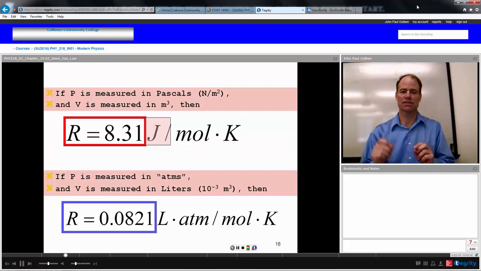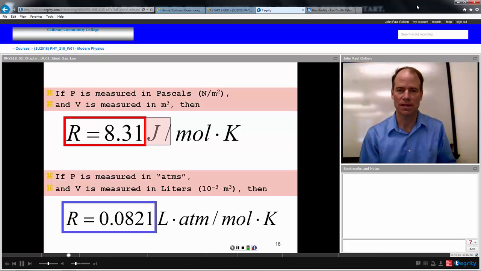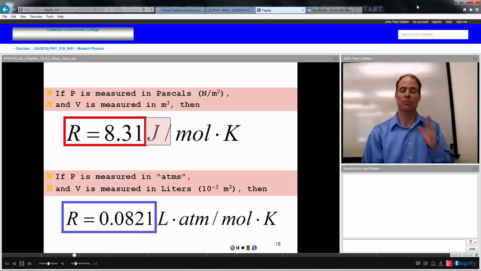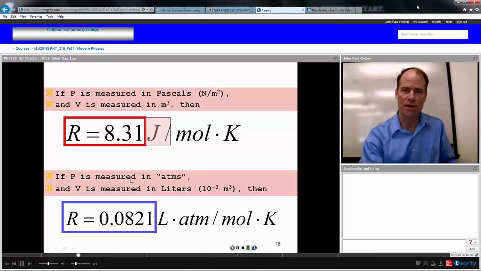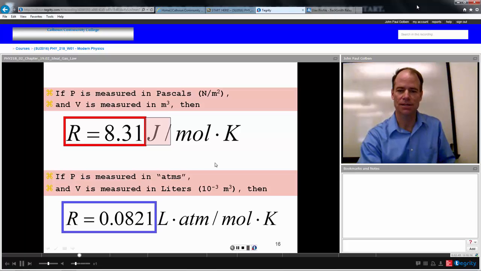The slight difference in the structure of 8.31 to 0.0821 has to do mainly with the conversion of atmospheres to pascals, which is 1.015 times 10 to the 5. So it's not exactly 1 times 10 to the 5, and that's why the number changes a little bit. But you wish to memorize these two gas constants, one for the purely SI system, the other one if you're using atmospheres and liters.